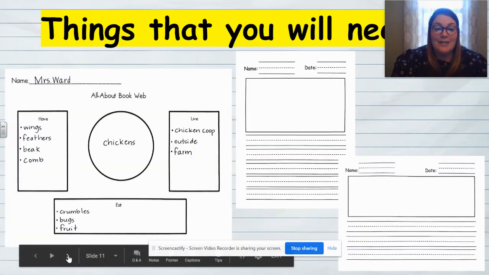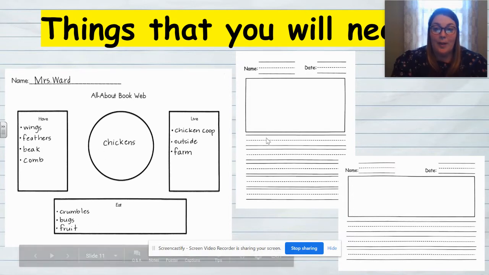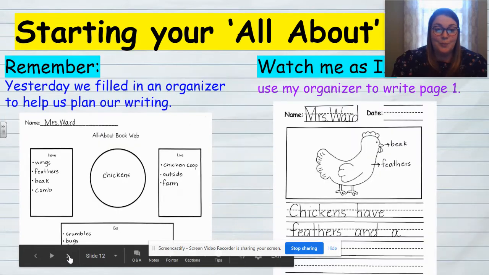So, things that you will need today for writing is the organizer that you filled in yesterday about the one animal, and then your choice of writing paper. So, we have writing paper that goes vertically or horizontally. You could choose whichever you would like to use.